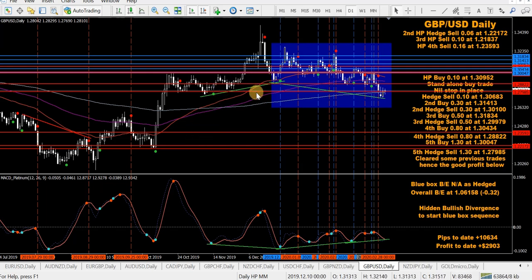this is what I'm in at the moment, this dog's breakfast up here, basically everything in this blue box. So buy, hedge sell, second buy, I think it's a hedge sell, another buy, another hedge sell, buy, hedge sell, buy, hedge sell. So I'm pretty sure the blue box is not applicable as hedged. Overall break-even is off the edge of a cliff, so I'm not too concerned about that.